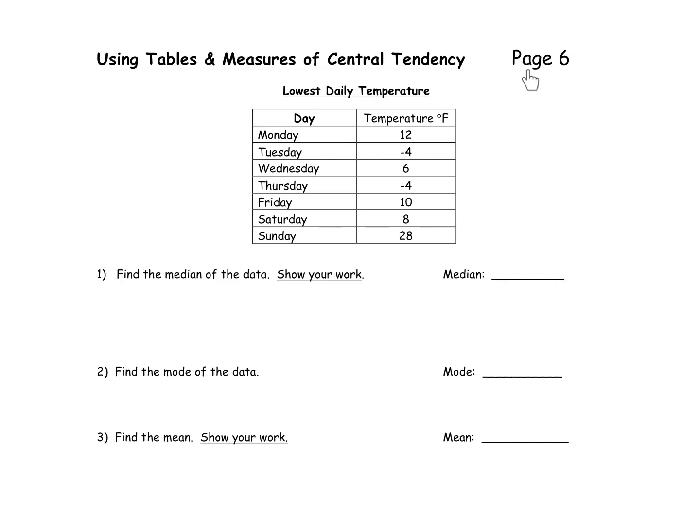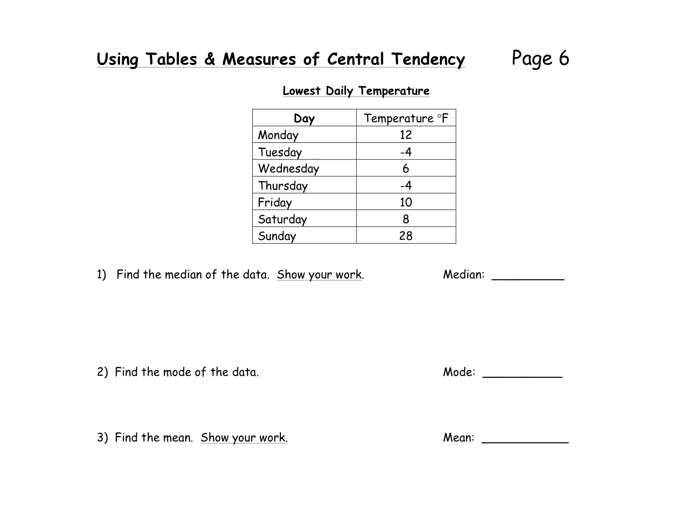Please make sure you're on page 6. Today we're going to be using tables and measures of central tendency. So as we look at this table, it's talking about low daily temperatures, the lowest daily temperatures for a week.